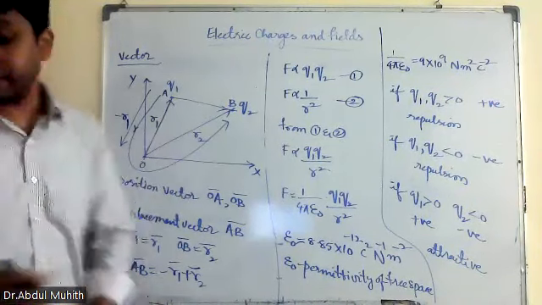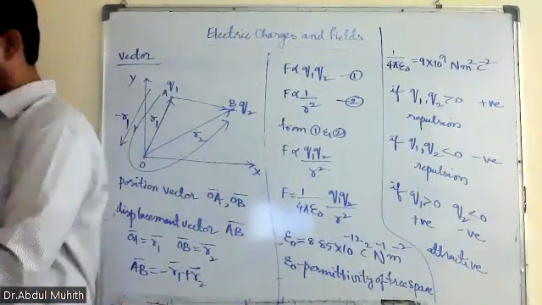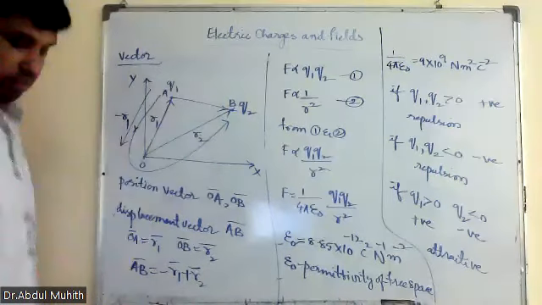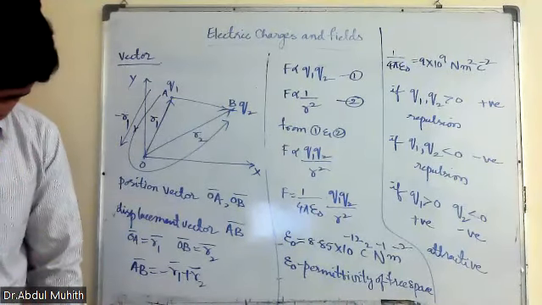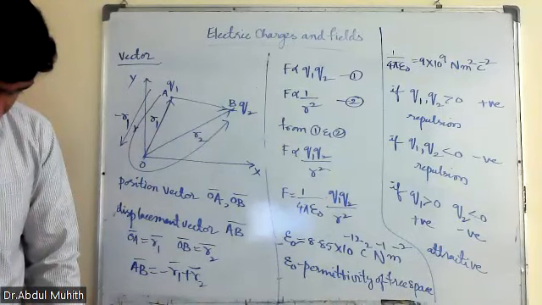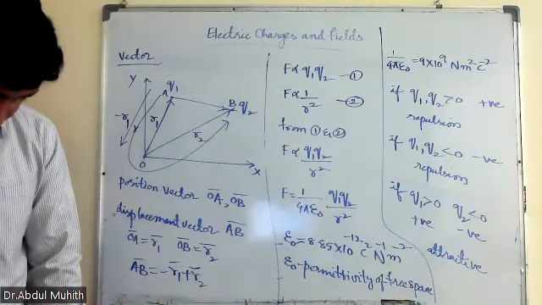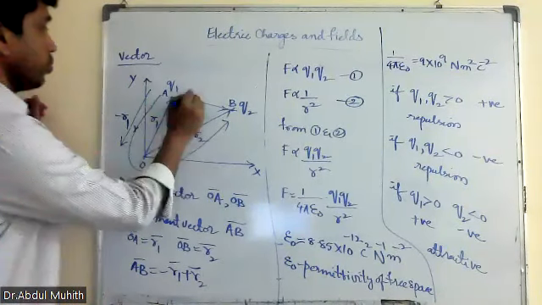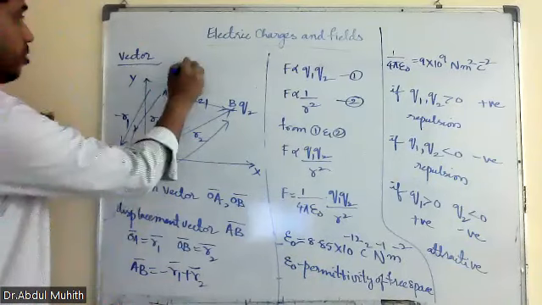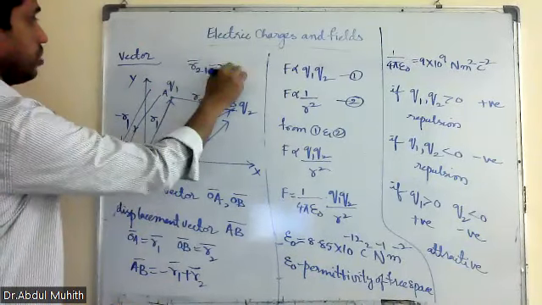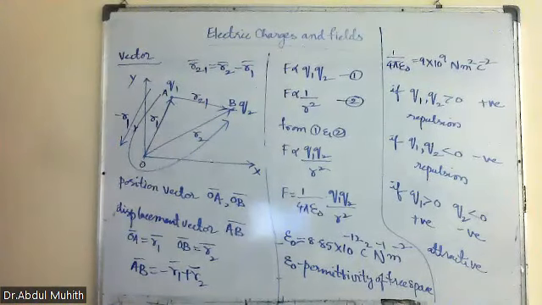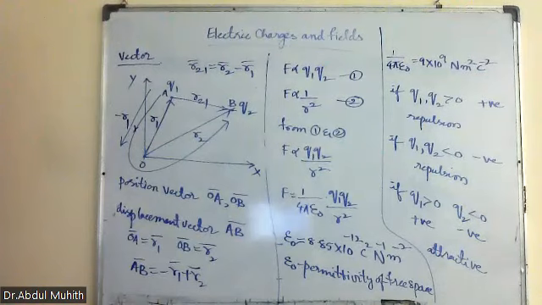R12 is equal to what? R2 minus R1... yeah, that is R1, R2. So R12 is R1 minus R2. Sorry, this is R21. So R21 is equal to R2 minus R1. Is that clear?